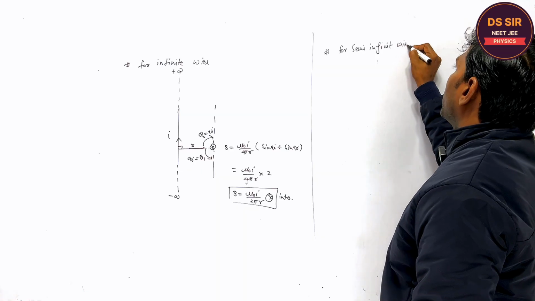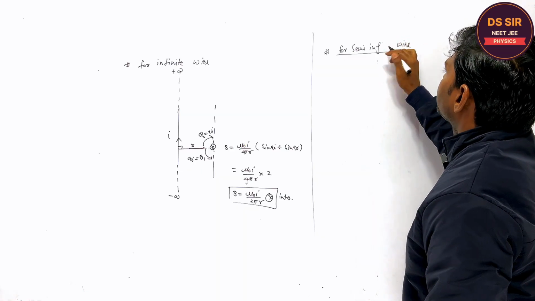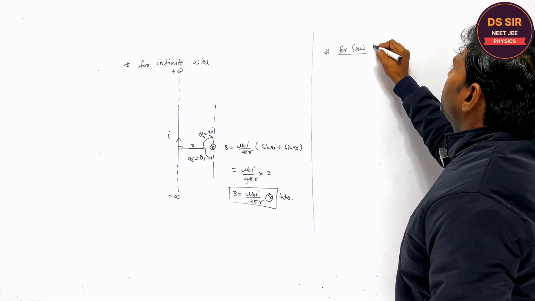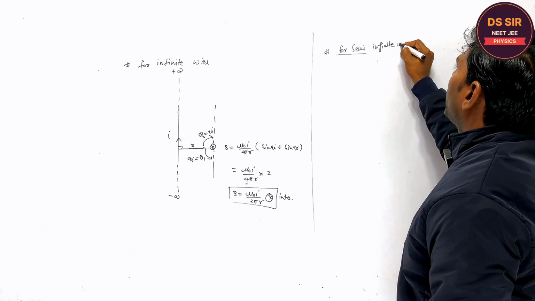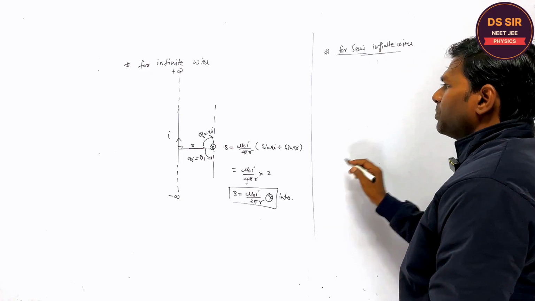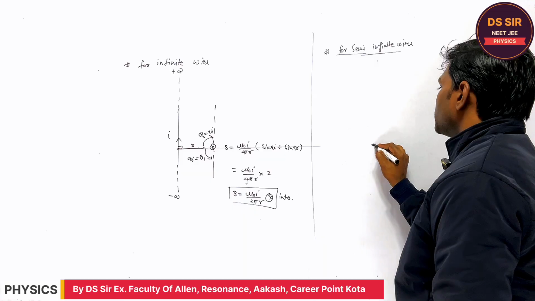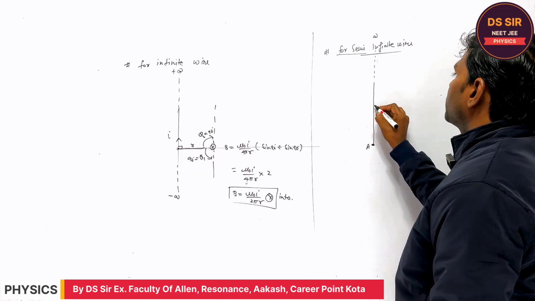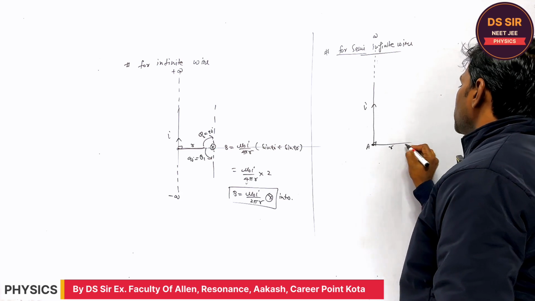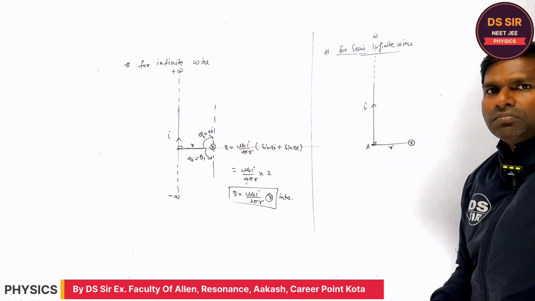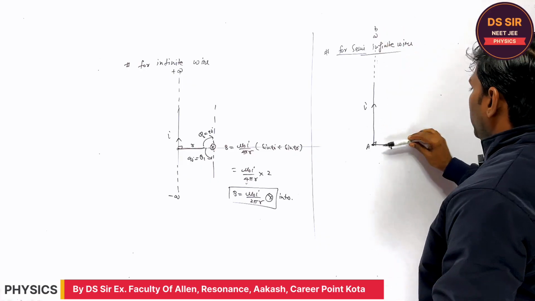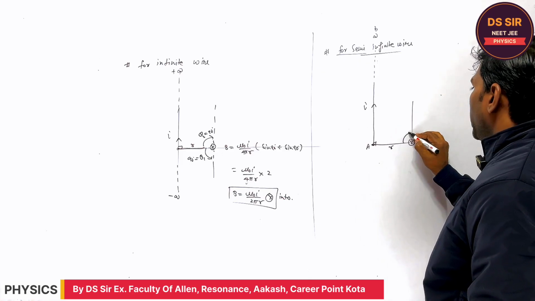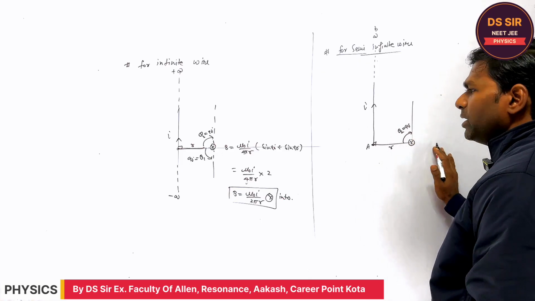What is the semi-infinite wire? A semi-infinite wire means the wire starts from here, the A point is this, and it goes to infinity. This is the perpendicular distance R. Here we have to find the magnetic field. So the B point reaches where? At 90 degree. So the angle θ2 tends to 90 degree.